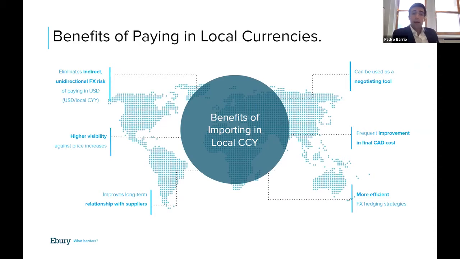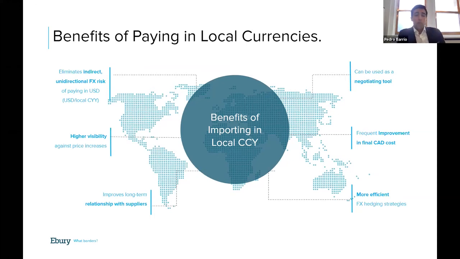So the main and most obvious and in my opinion relevant benefit of local currency payments and pricing is to eliminate indirect unidirectional FX risk of paying in USD. So this is something that we really insist on, categorizing this type of risk as indirect and unidirectional, especially because it tends to be a one-sided risk, which ends up affecting generally the Western importer whenever there's a negative move in the USD local currency pair against the Chinese, in this case, exporter or Indian exporter. So it means that whenever rates, as we'll see on the coming slide, whenever rates are favorable to the exporter, prices remain constant. Whenever rates of local currency conversion go against him, the general rule is that USD prices increase.